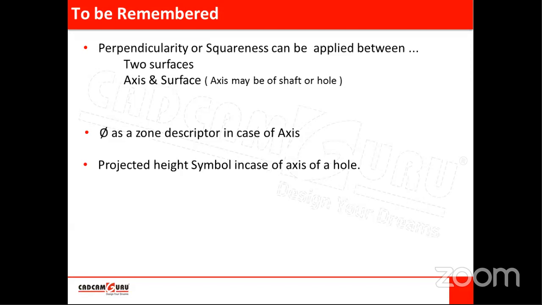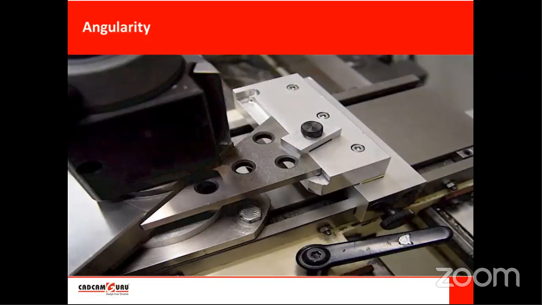Then what are the things to remember in case of perpendicularity? So we have seen perpendicularity between two surfaces, and between axis and surface. The axis may be of a shaft or of a hole. Phi is a zone descriptor and it is applicable for the axis type, means when we are talking about perpendicularity between axis and surface, then phi as a zone descriptor is used, and the projected height symbol in case of the axis of a hole, right?